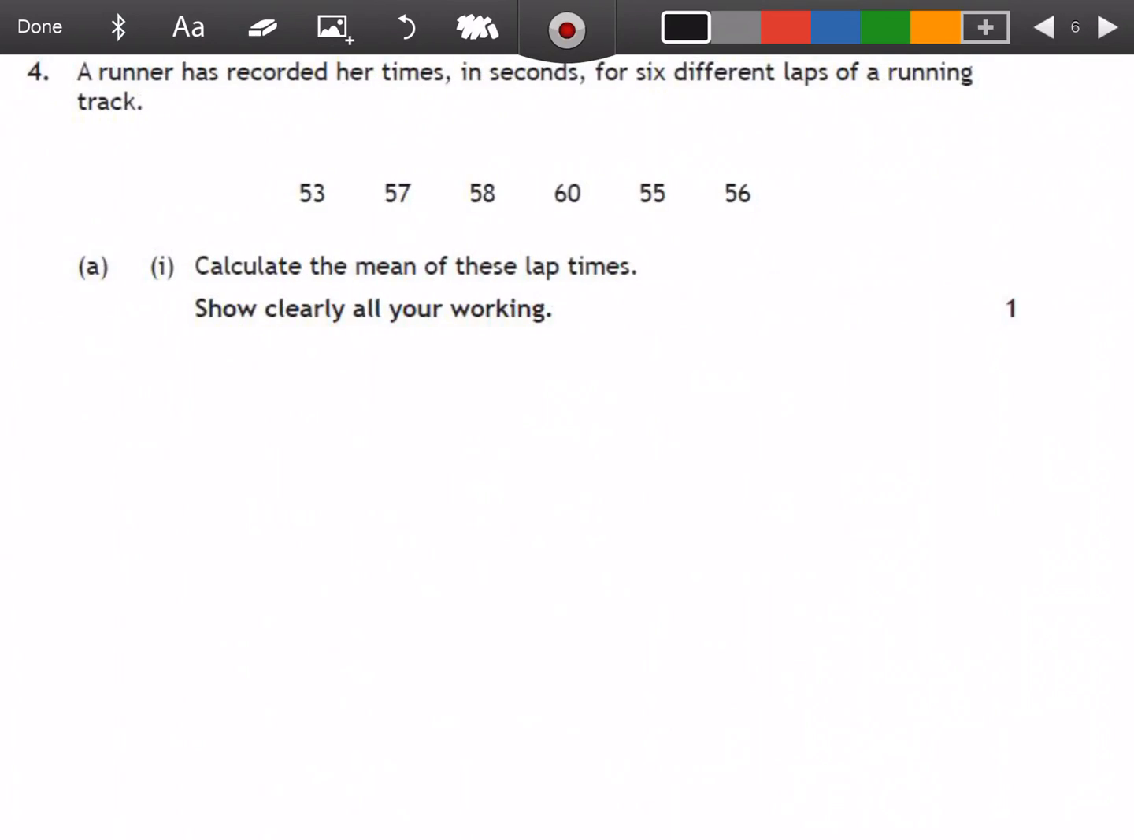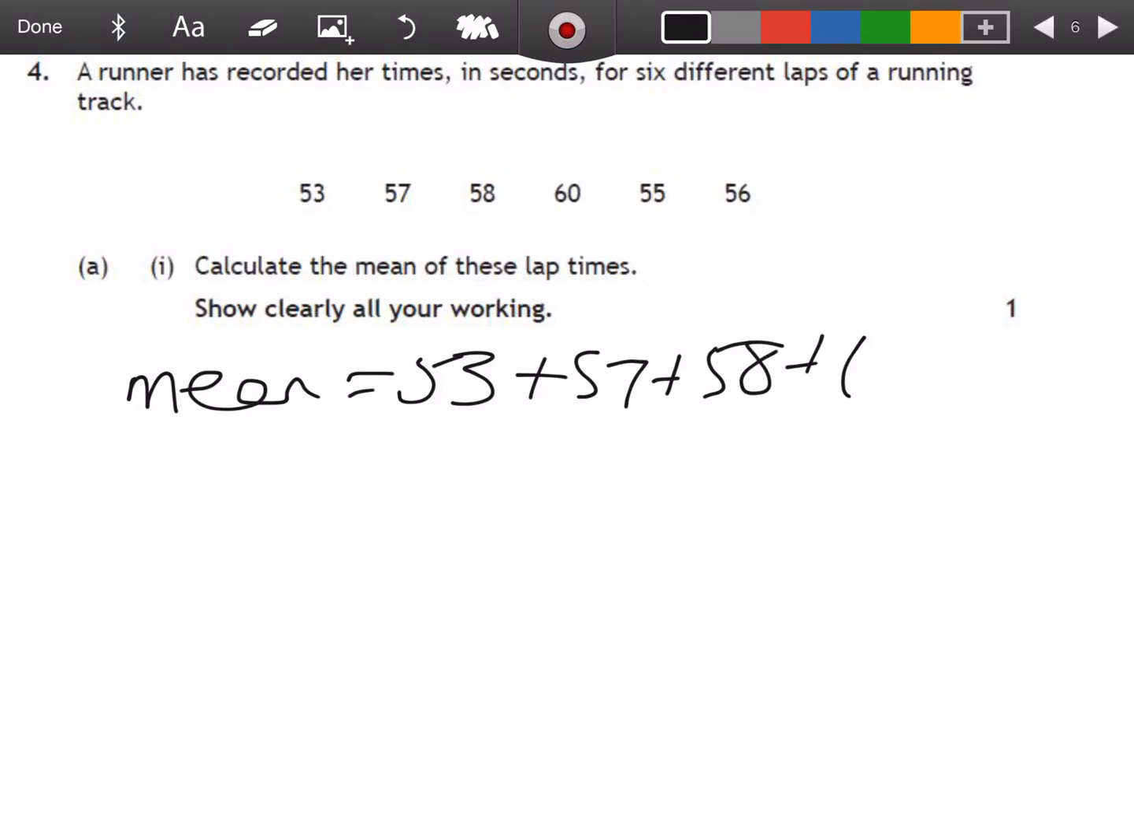Right, okay, number 4. A runner has recorded her times for 6 different laps. Calculate the mean. Right, the mean is the average. To find the mean, you add up all the values in the list and divide it by how many values you've got. 53, add 57, add 58, add 60, add 55, add 56. Okay, we're going to add up all these values and divide by how many? 1, 2, 3, 4, 5, 6.